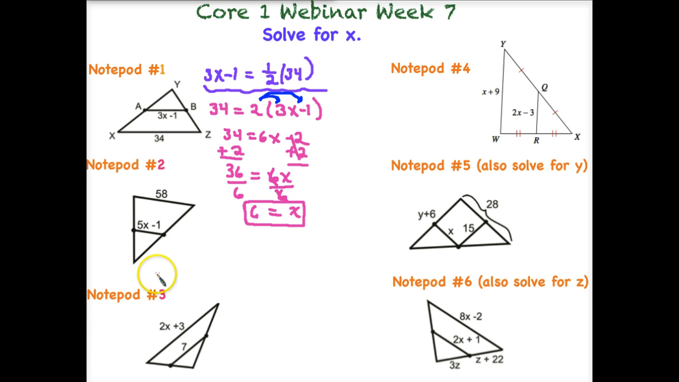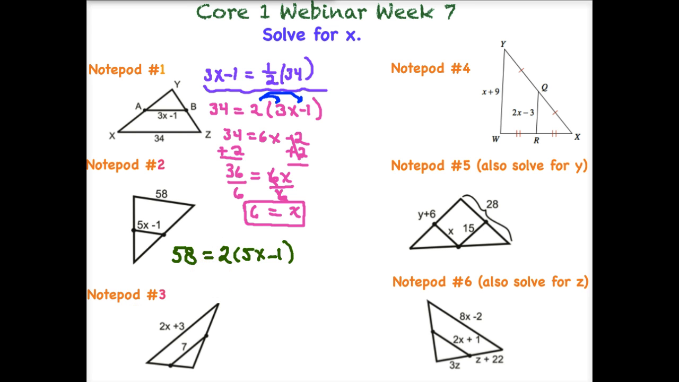So if I was going to set up, for example, in Notepad 2, this base, 58, if I wrote it as equal to 5x minus 1, something would be wrong there, right? Because those sides are not equal. But I know the relationship between these two. 5x minus 1 is half of this, or the base is twice as long as this. So what I can do is just double the mid-segment, so I can put a 2 in front, and then I have a correct equation.